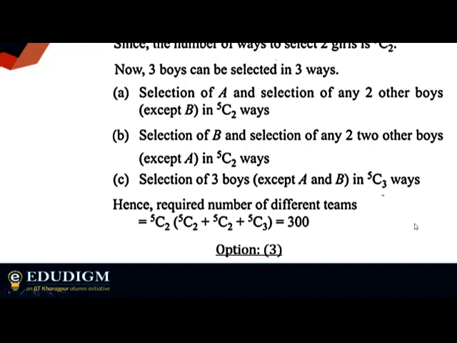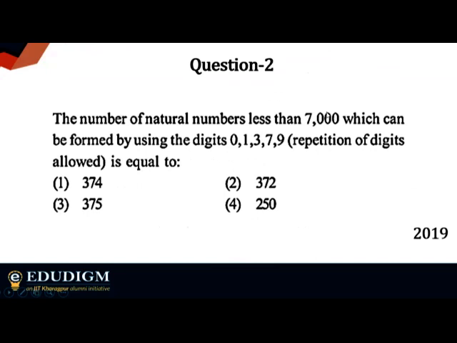All right, so let's see the second question. If you have any problem with the previous one, you can always let me know using the chat box. Now, this is the second question. You have to find out natural numbers less than 7,000, using these digits 0, 1, 3, 7, 9. All right, the repetition is allowed. Just work this one out and we'll just see.